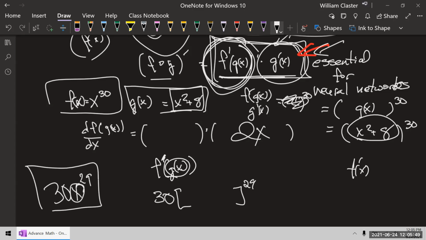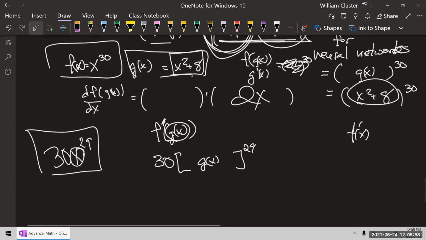So what do I put in here? I could put in g right here, like that, but I can also just write out what g is. What do I get? I get 30, and I can just write out g. What was g? I forget. g was here. So it's just 30, and then you put in g, and that's the answer.